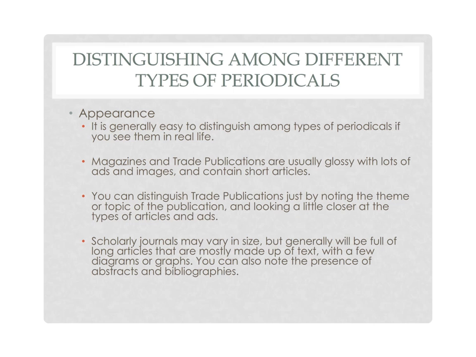Scholarly journals may vary in their actual size, but you can generally distinguish them by telling that they are full of long articles that are mostly text-based with perhaps a few diagrams or graphs here and there, and you could also look for the presence or absence of abstracts and bibliographies.